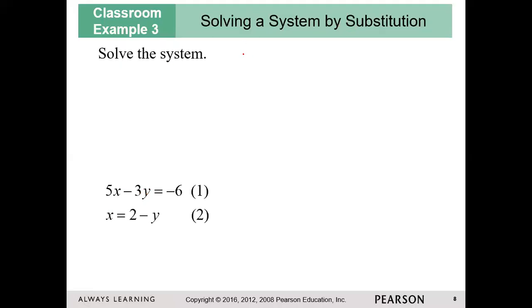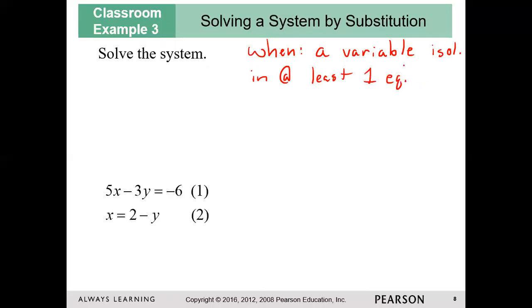When to use substitution is kind of important here, so I'm just going to take a minute to give you an idea. Obviously, they're telling us to solve this by substitution, but if you're looking for the path of least resistance when you're solving these systems of equations, whenever you have a variable isolated in at least one equation, you should use substitution.